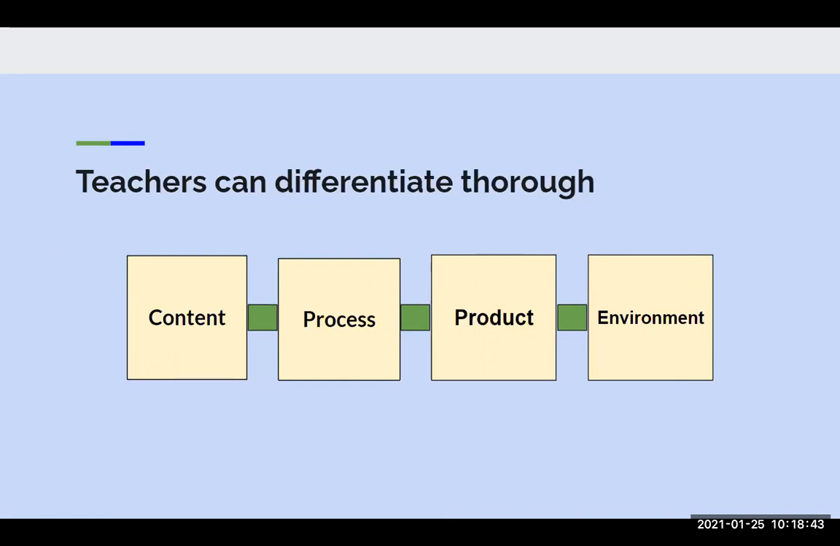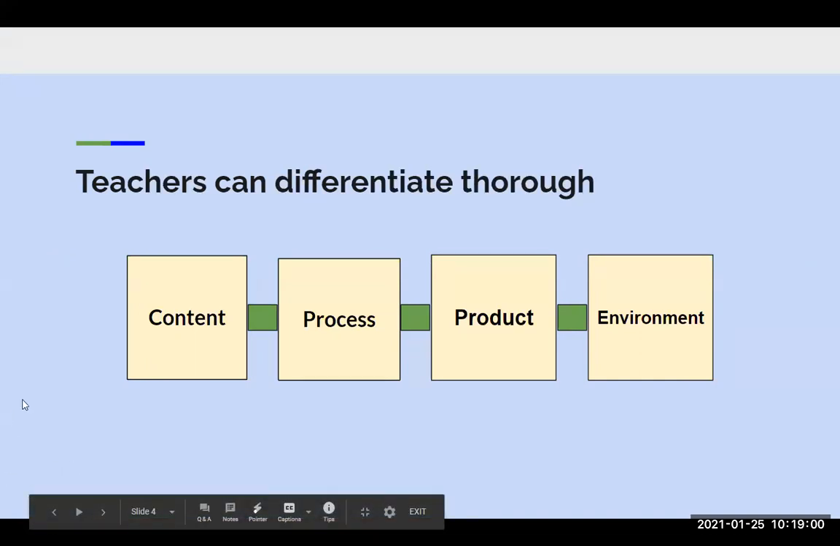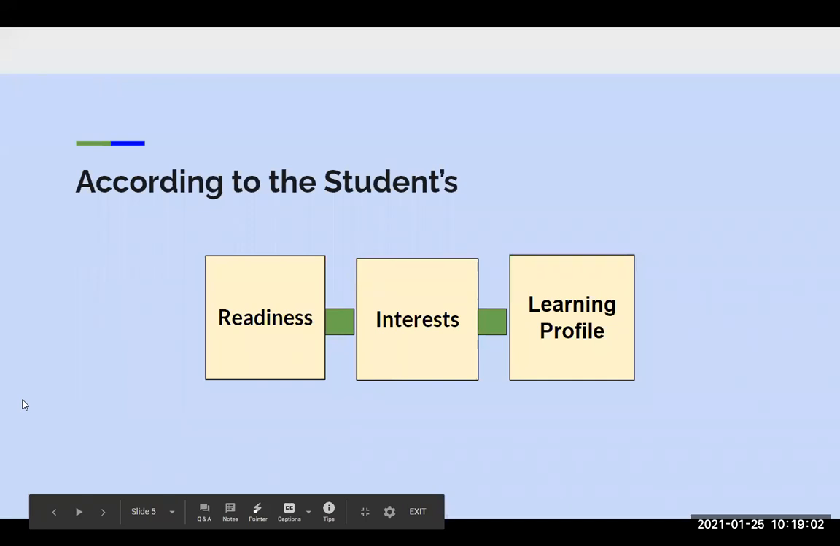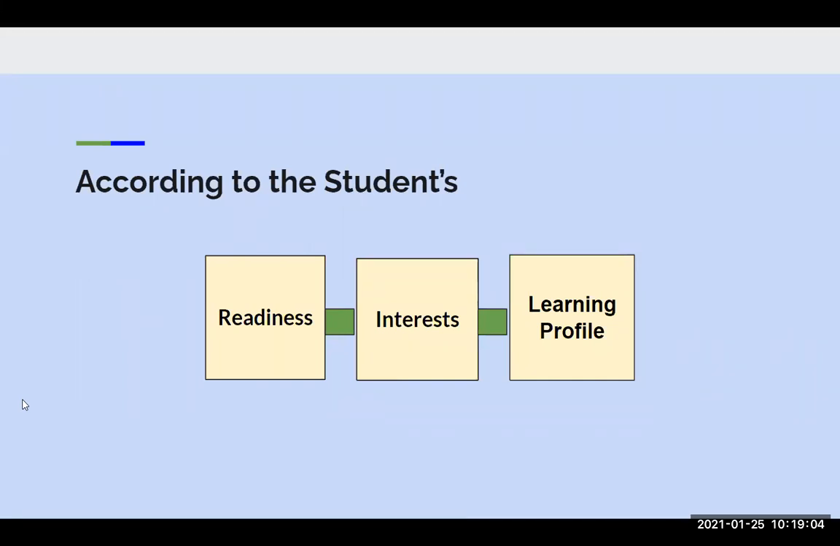Teachers can differentiate through content, or what's being taught; process, or how it's being taught; product, how students are expressing their learning; and environment, which is where you are teaching. And you can differentiate according to students' readiness, interests, and also their learning profile.